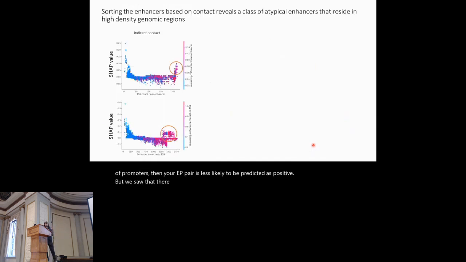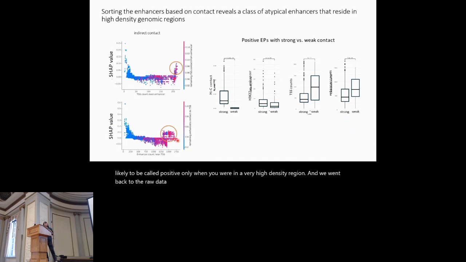But we saw that once you focus on the enhancers that have no strong contact with the promoter, there were a very few subset of positive cases that showed up that were actually showing the opposite pattern, meaning that you were more likely to be called positive only when you were in a very high density region. And we went back to the raw data to pick those positive cases and look at the characteristics. And what we found was that generally these enhancers didn't have the regular characteristics that make an enhancer positive. So generally we think that strong Hi-C contact and very high enhancer activity is what makes an enhancer positive. But these enhancers were generally very low in contact with the promoter and had relatively lower H3K27 acetylation. But they were found in regions where there were a very high number of promoters and enhancers.